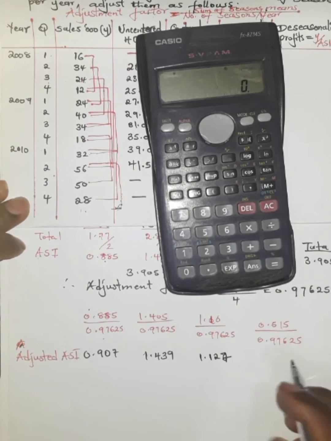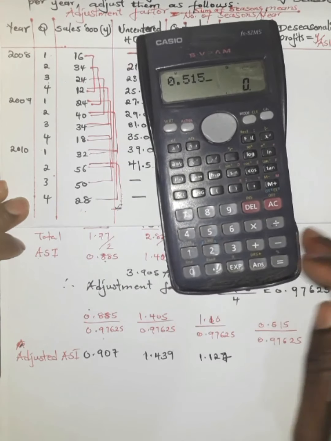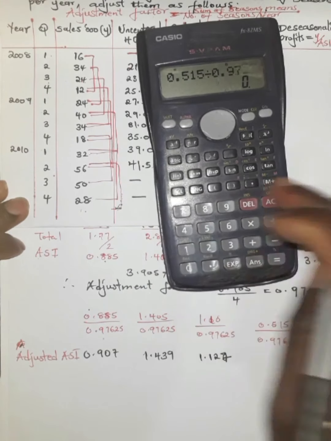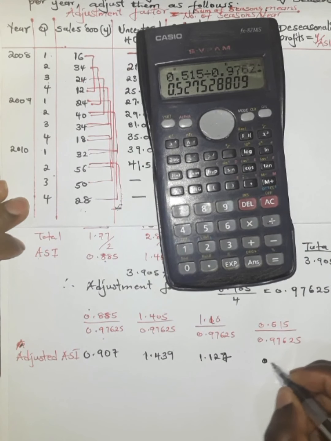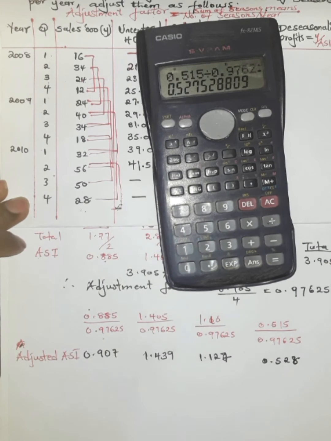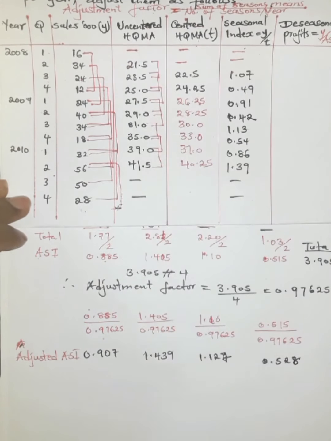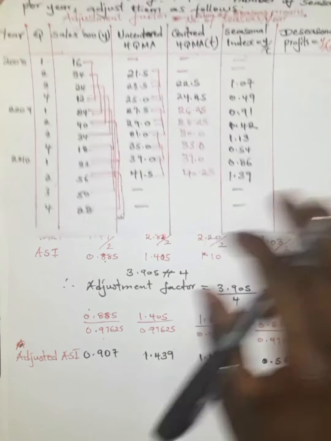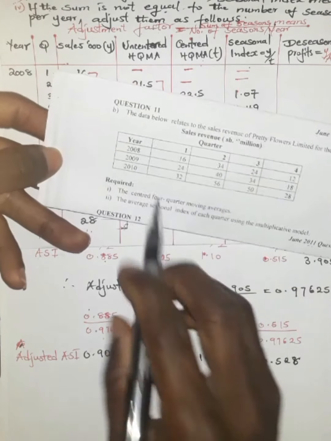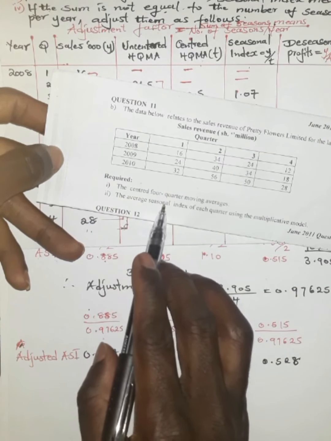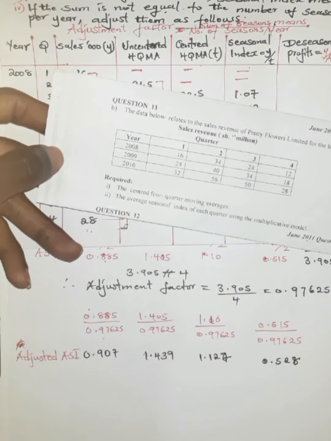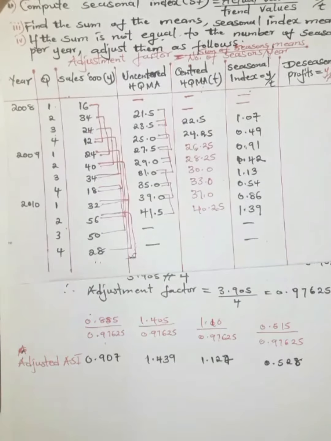Then you have the last one, 0.515 divided by 0.97625, we have a value of 0.528. So we have actually answered our question by computing the centered 4-quarter moving average and getting the average seasonal index of each quarter. That is using the multiplicative model.